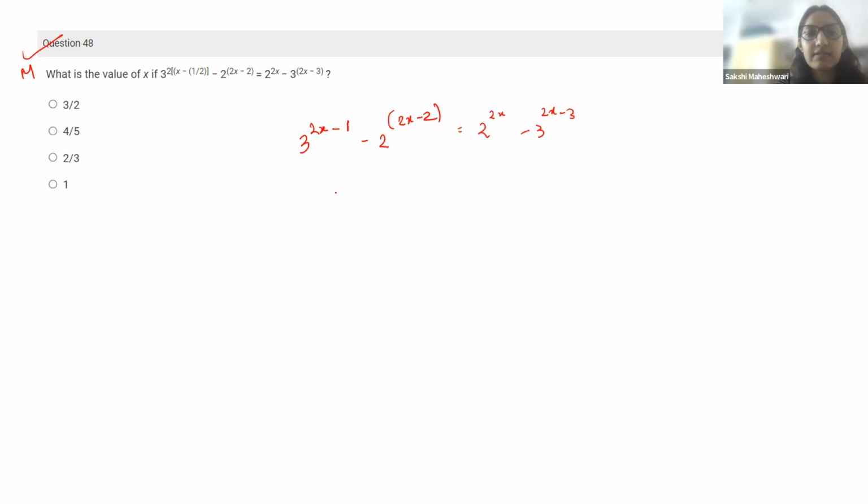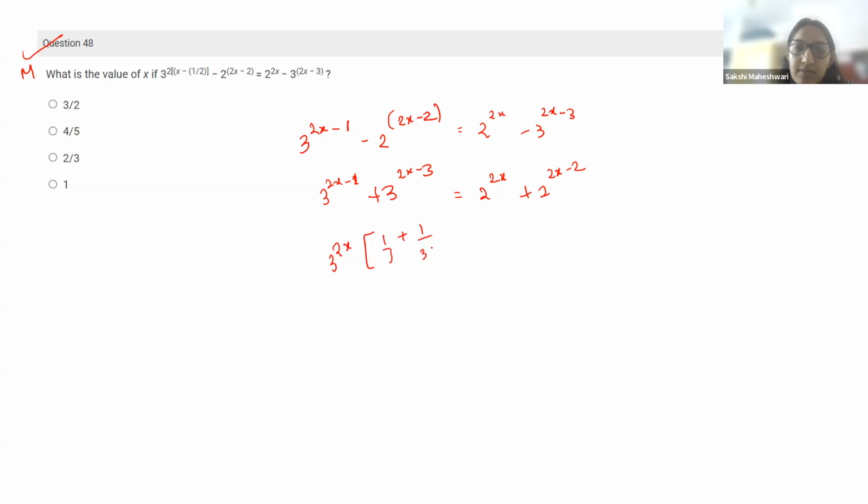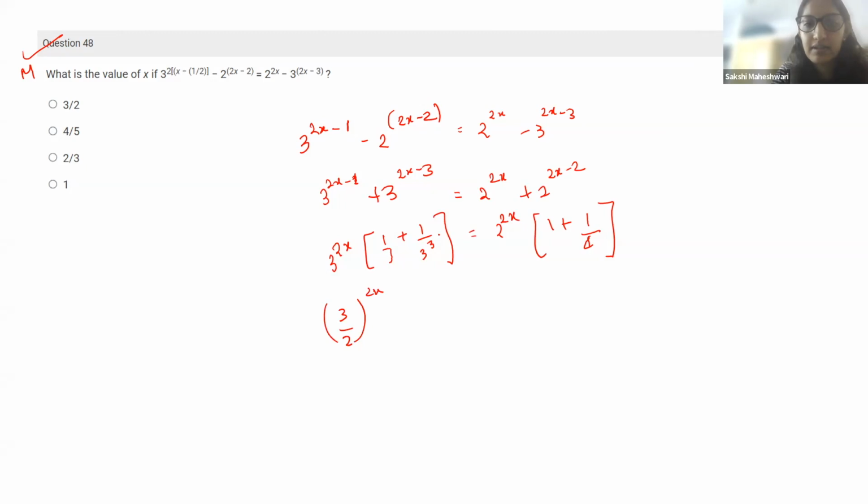So we'll just take this 3 to one side, minus 3 to the, this is the plus, equals 2 to the power 2x plus. Now what you can do is take out 3 to the power x common. This will be 1 by 3 plus 1 by 3 cube is equal to 2 to the power 2x, 1 plus 1 by 4. Okay, so maybe this is 3 by 2, 2 to the power x. This will be 27 and this will become 10 by 20.